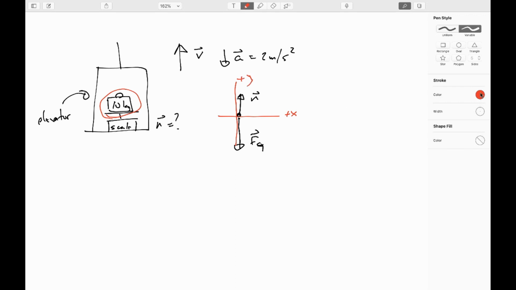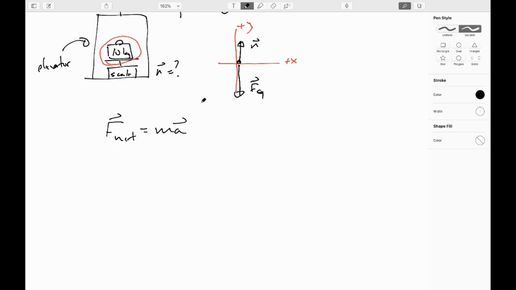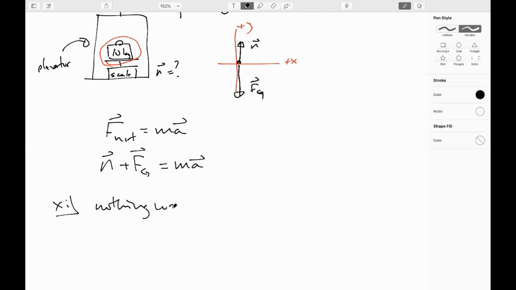And then let's go ahead and start expressing Newton's second law of motion. So we'll just say F net equals ma. And so F net, remember, is this vector sum of all the forces. So this will be N plus Fg as vectors equals ma. All right. Now when we go to the land of x, there's nothing useful here, because all of the action is happening in y. So let's go to the land of y.